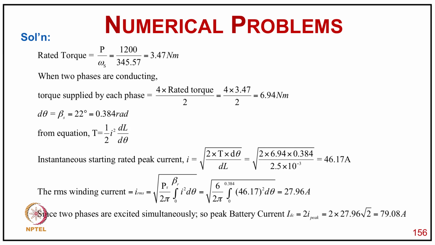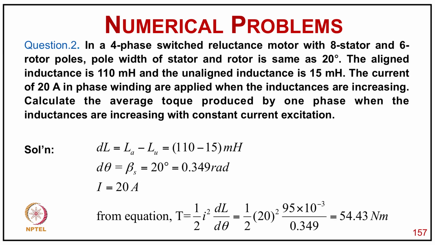So the instantaneous starting current is I equal to under root of 2 T d theta upon dL, and putting the values it comes to 46.17 ampere. Then the RMS current I RMS equals under root of theta r upon 2 pi, integral 0 to beta r of I square d theta, putting values it comes to 27.96 ampere. Since two phases are excited, the peak battery current is 2 into 27.96, that is 79 ampere.